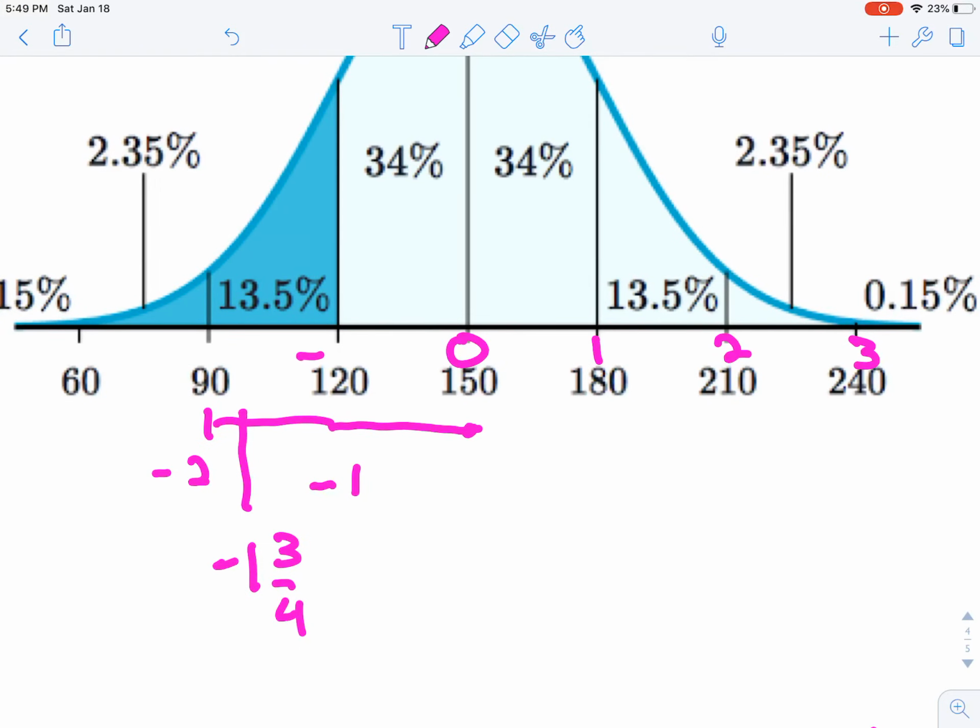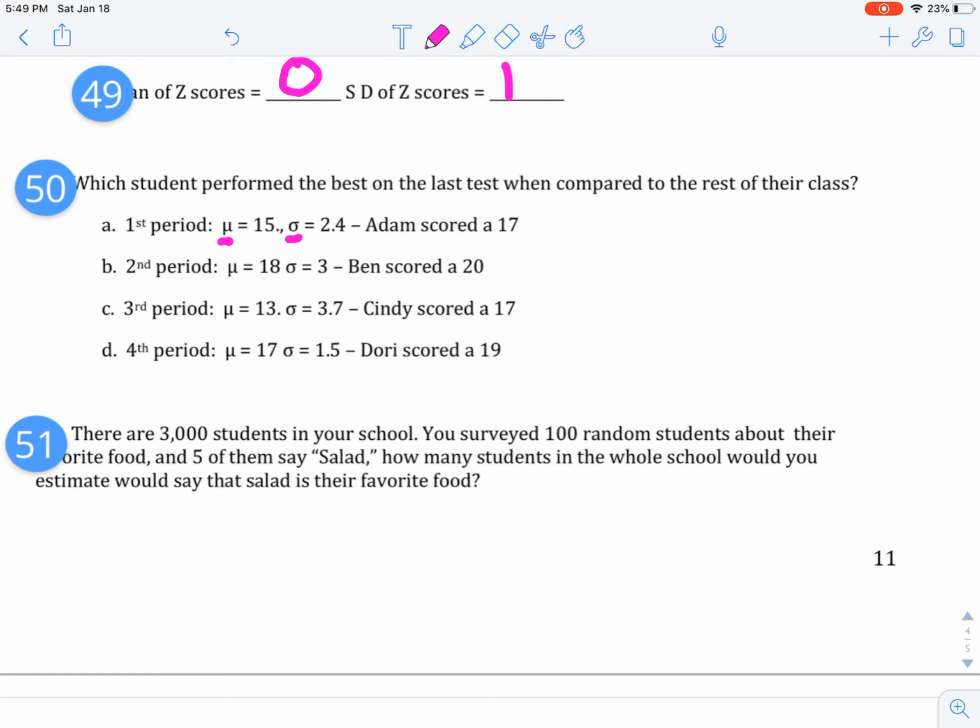It's kind of an oddly worded question. Which student performed the best on the last test when compared with the rest of their class? Okay, so this symbol in the Greek alphabet means mean, and this one is standard deviation. So first period, there was a student who had a mean of 15, and the standard deviation was 2.4, and Adam scored a 17. So when I start thinking about this, I can tell that Adam is not quite one standard deviation, because one full standard deviation would be 17.4.